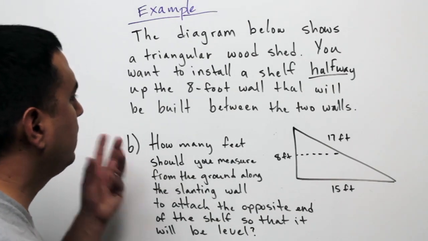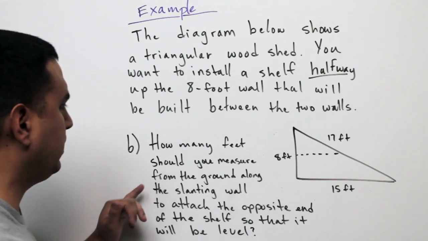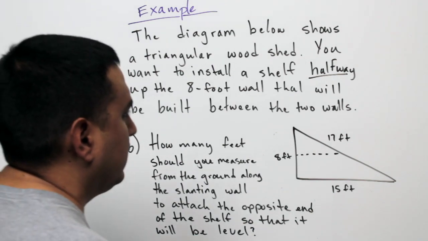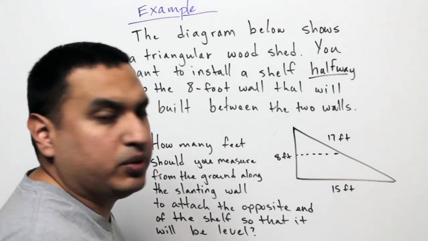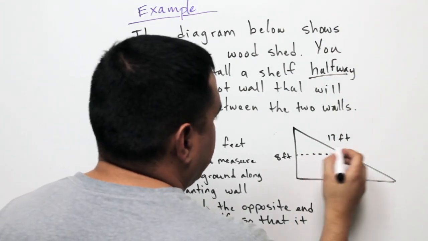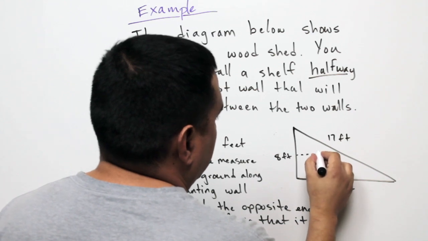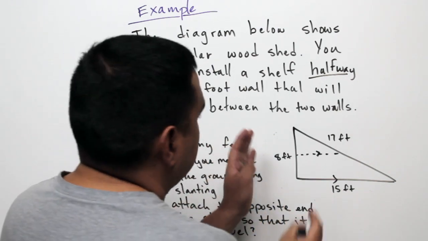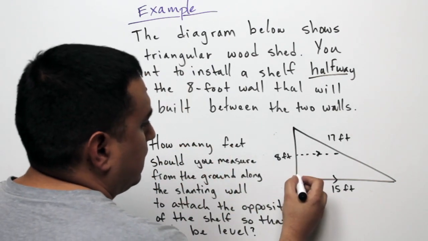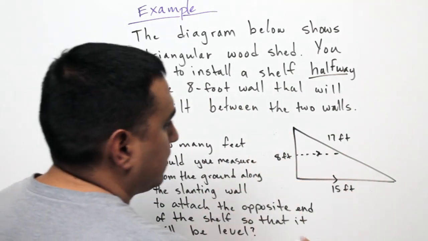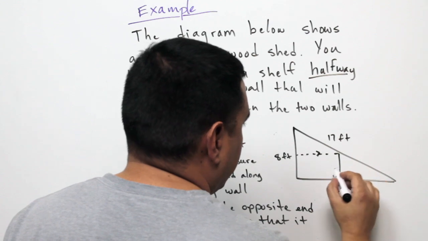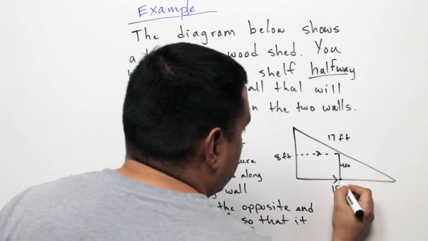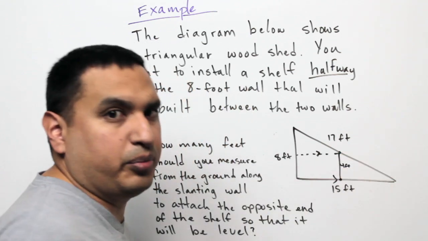Alright, part B of this problem says, how many feet should you measure from the ground along the slanting wall to attach the opposite end of the shelf so that it will be level? Because I'm going halfway up the 8-foot wall, I know that this right here is a midsegment of this one, which means it has to be parallel. And since the way this diagram is drawn, I know that these two lines here are perpendicular, so this height right here is going to have to be 4 feet, which tells me it's a midsegment, which means that these two points where it's connecting are midpoints.